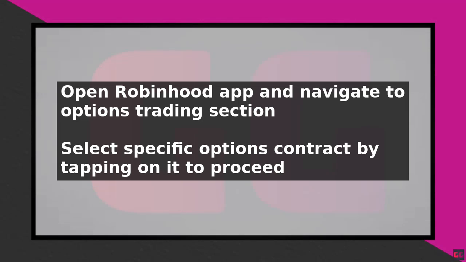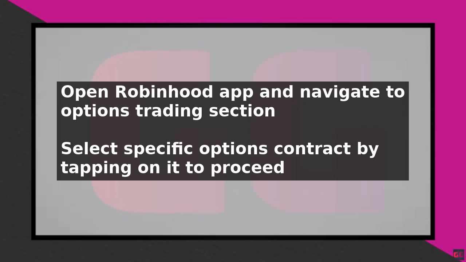To set a stop loss on Robinhood Options Mobile, start by opening the Robinhood app and navigating to the Options Trading section. Select the specific options contract you want to set a stop loss for by tapping on it. Next, tap the Trade button and select Edit Trade from the menu.